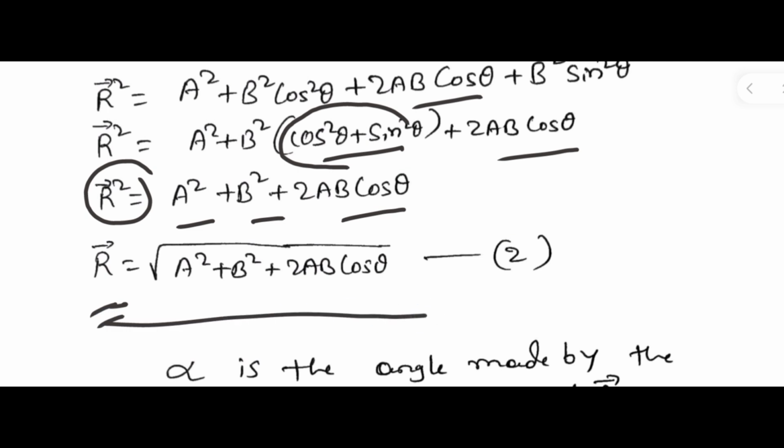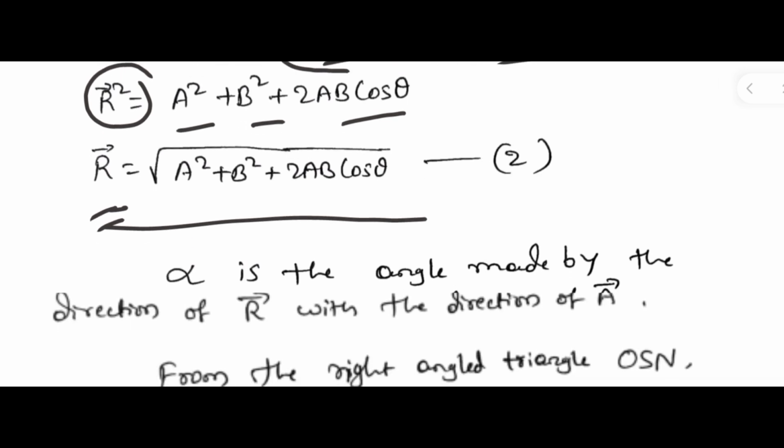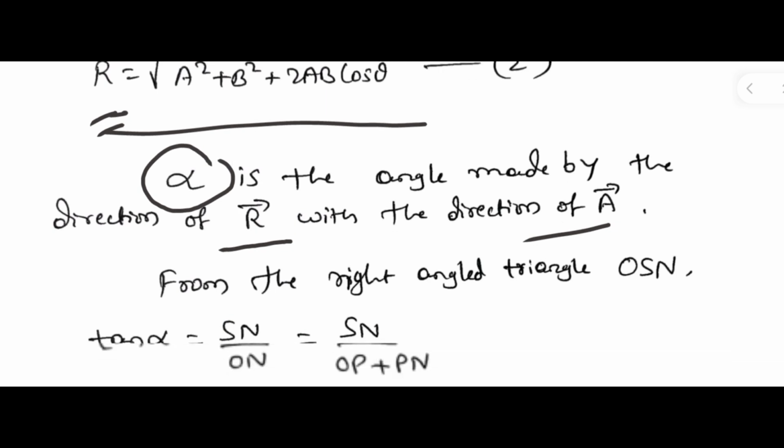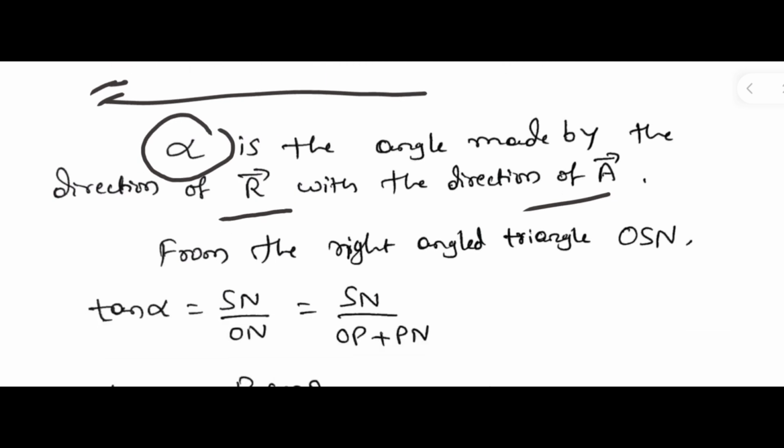This is the expression for the magnitude of the resultant of two vectors. And alpha is the angle made by the direction of R, the diagonal, with the direction of A, the horizontal axis. From triangle OSN, tan alpha equals SN by ON, opposite by adjacent side.